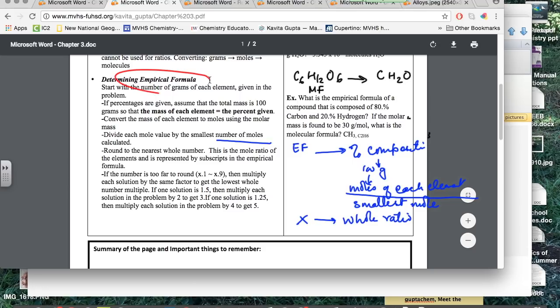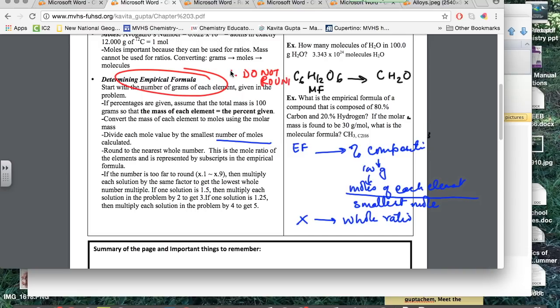Remember, for empirical formula, do not round ever, unless it's less than 0.1 or greater than 0.9. And remember, in empirical formula, if you get a ratio, then you've got to make sure that it is a whole number. So do not round it. That really is the biggest point here. And if your fraction is a third fraction, like 0.33 or 0.66, then you multiply by 3. If it is a fifth fraction, like 0.2 or 0.8, then you multiply by 5, and so on. So that is empirical formula from percent composition.